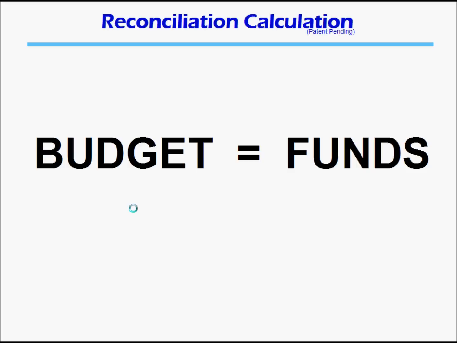How does the reconciliation calculation work? The objective of reconciliation is to make sure that your budget is aligned with your funds. 3D Budget has a patented reconciliation formula that calculates the difference between your budget assumptions and your funds position and provides an indicator of your financial health.